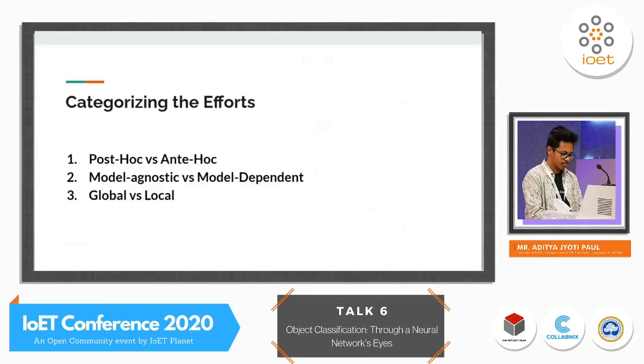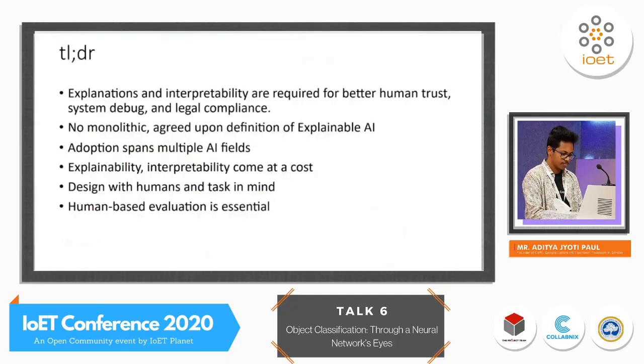So some of the efforts have been post hoc versus ante hoc. Post hoc means done after the model has been trained. For example, the approach which you just saw was post hoc. Model agnostic versus model dependent: some approaches which work on some models and do not work on other models are called model dependent approaches, whereas model agnostic approaches work for all neural networks. Global versus local talks about whether it classifies the entire image or only a specific part, and whether it displays a heat map, etc. So this shows the research efforts which have been going on.